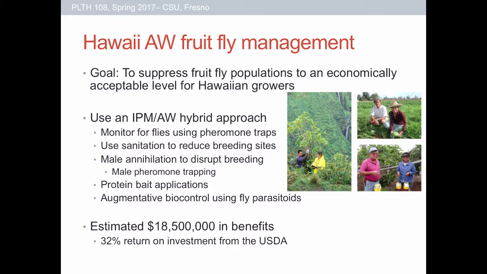Total benefit is estimated in about the 18 million range, which doesn't sound like a ton, but keep in mind that agriculture in Hawaii is much lower scale than it is here in California, and that this is still a pretty good return on the investment that the government put into this program.